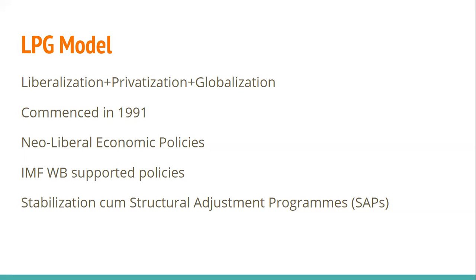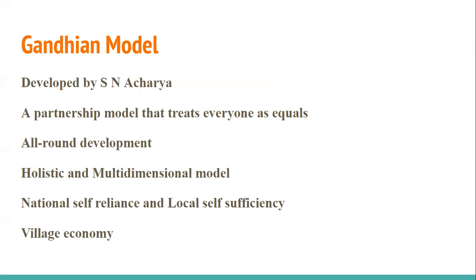This is also known as stabilization cum structural adjustment programs because it gives emphasis to two sides of the economy, the supply side and the demand side. Supply side programs are known as structural adjustment programs, and demand side programs are known as stabilization programs. So in short, this policy, or LPG model, is theoretically called stabilization cum structural adjustment programs.